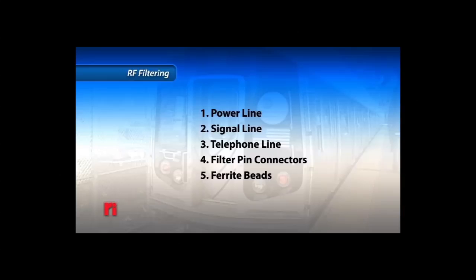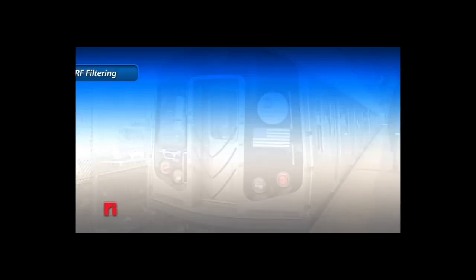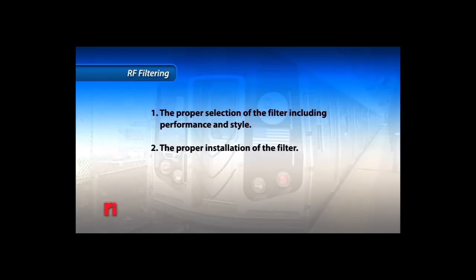The basic function of that filter is to take the electromagnetic interference and dissipate it, either through energy being dissipated through the coils of the filter or by utilizing the capacitance in the filter to shunt it to ground and eliminate it. The two most important points are the proper selection of the filter based on its performance and its rating, and secondly, the proper installation of the filter.